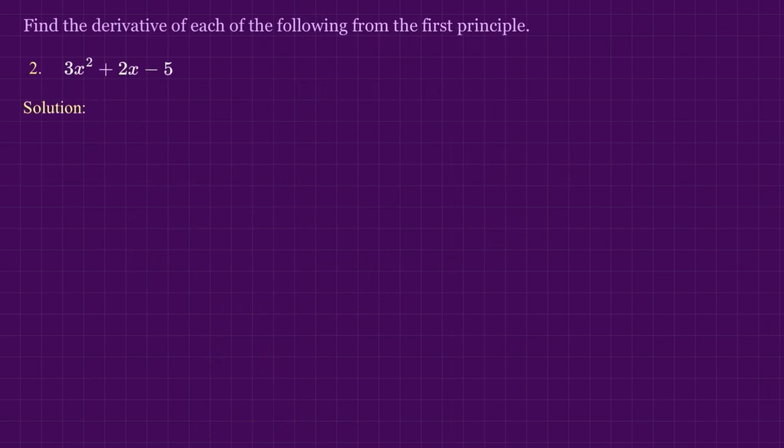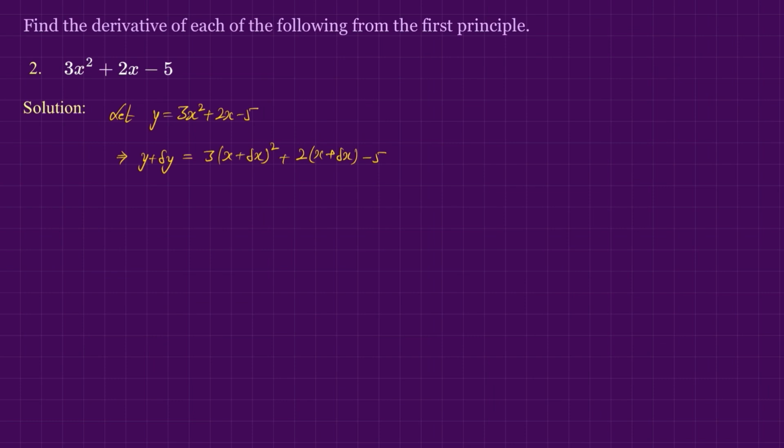Next, the function is 3x squared plus 2x minus 5. So let y equals to 3x squared plus 2x minus 5. This implies y plus delta y equals to 3 of x plus delta x whole square plus 2 times x plus delta x minus 5.